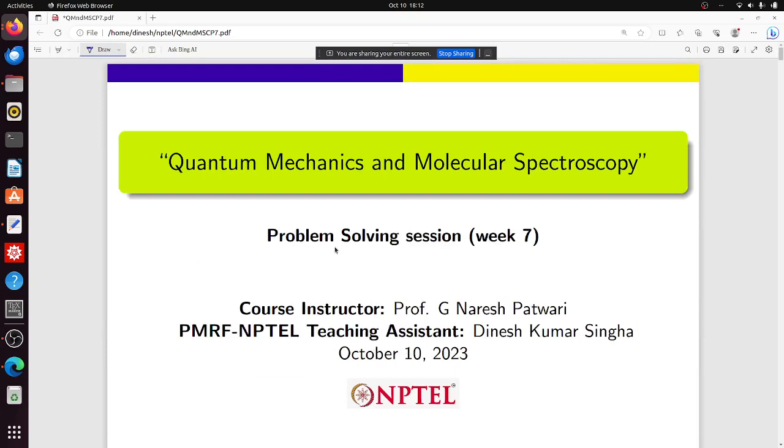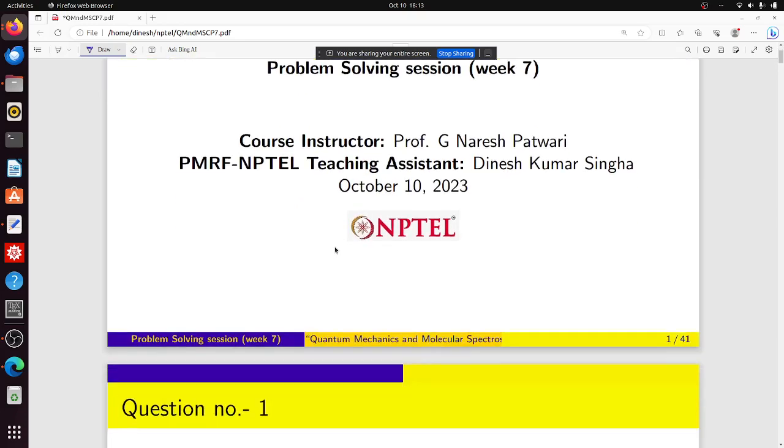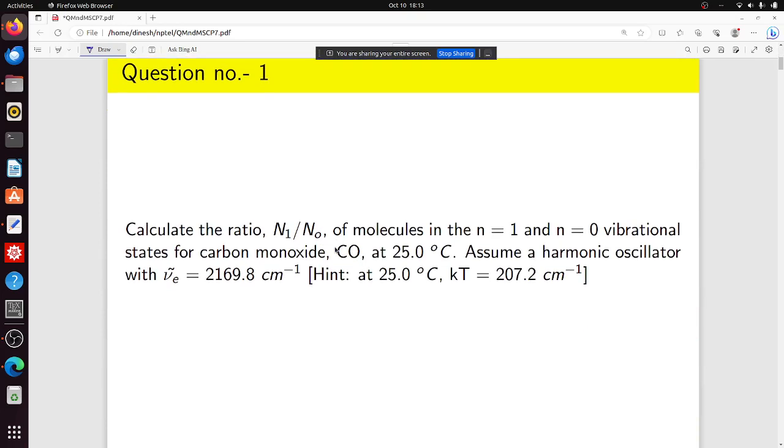so today we'll solve some problems related to week number 7 of quantum mechanics and molecular spectroscopy. So coming to the first question, calculate the ratio n1 over n0 of molecules in n equal to 1 and n equal to 0 vibrational states for carbon monoxide at 25 degrees Celsius, and assume it's a harmonic oscillator with frequency this much.